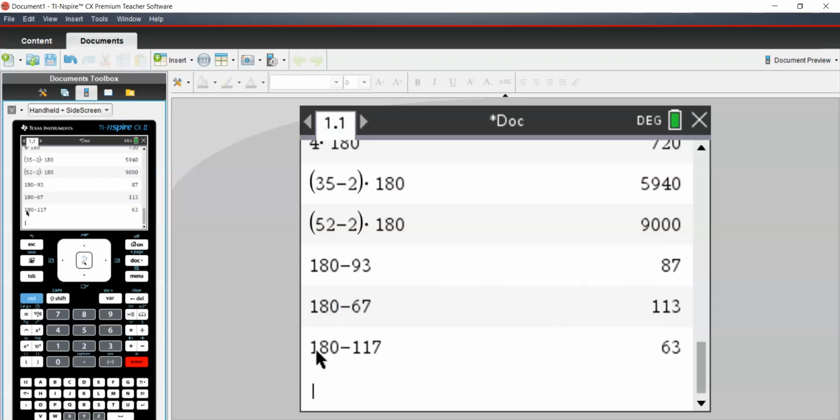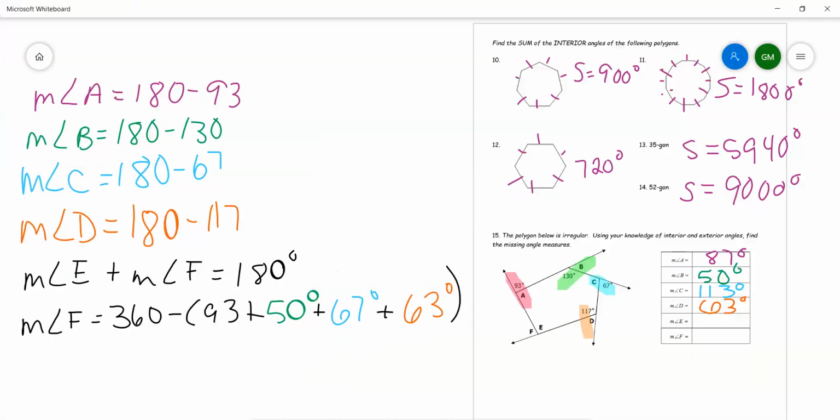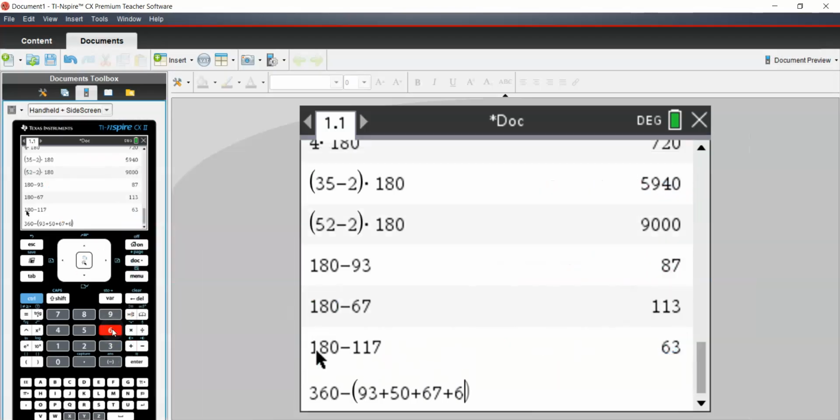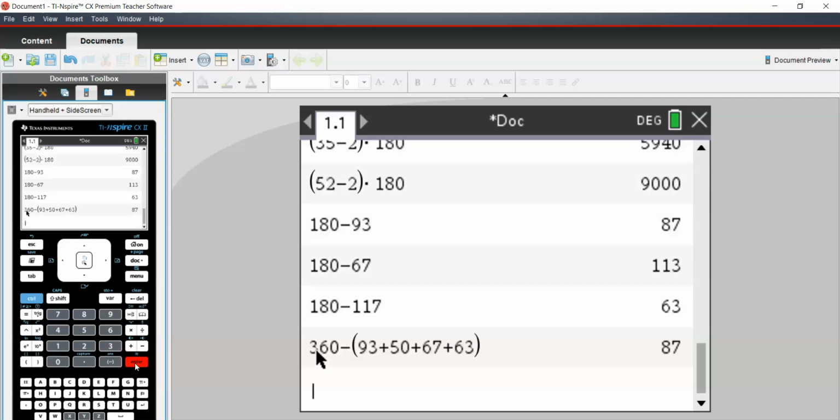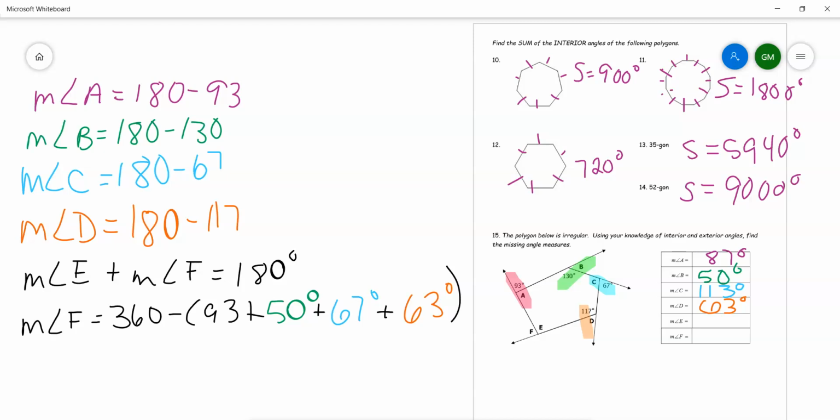All right, so we're going to have 360 minus 93 plus 50 plus 67 plus 63, close parentheses, enter, 87. So angle F is equal to 87 degrees.